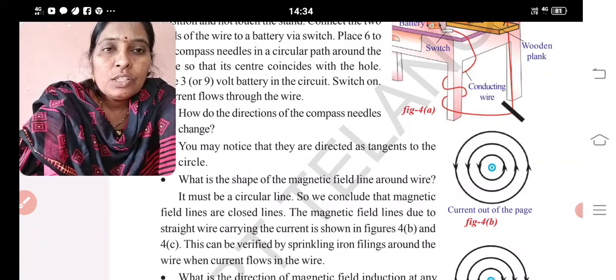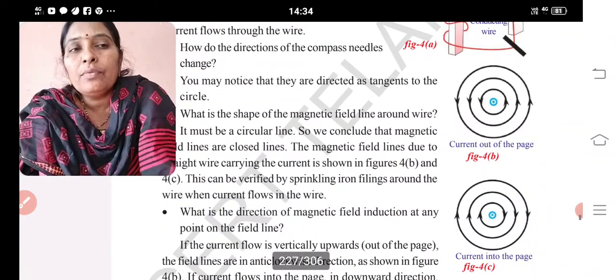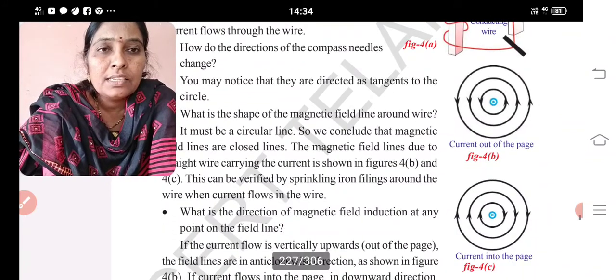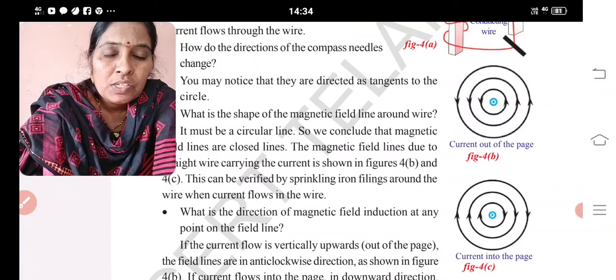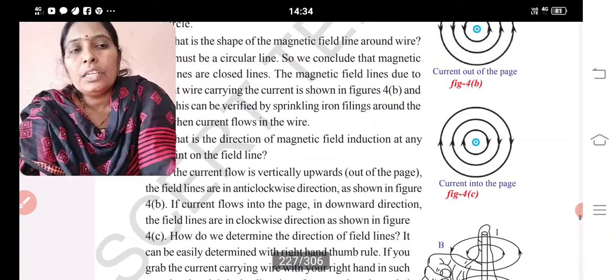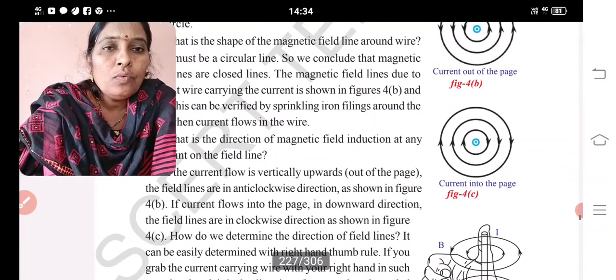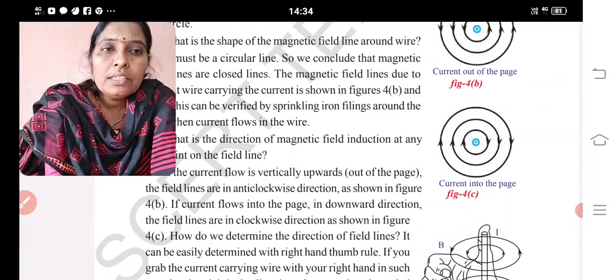The magnetic lines due to a straight wire carrying current are shown in figures 4b and 4c. This can be verified by sprinkling iron filings around it. What is the direction of the magnetic field induction at any point on the field line? If the current flows vertically upwards, out of the page, the field lines are in an anti-clockwise direction. If the current flows into the page, in the downwards direction, the field lines are in a clockwise direction.